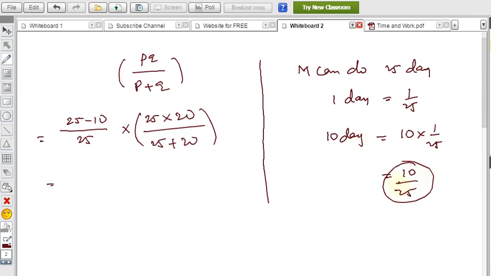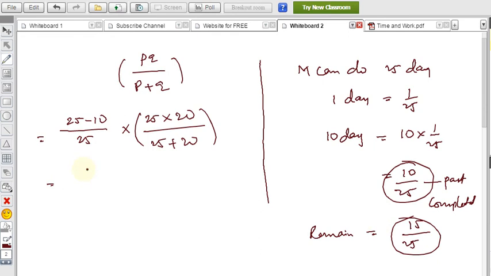So the remaining: 10 by 25 part is over, so this part is completed. Now the remaining work is for the remaining 15 days by 25. So this is the remaining work, 25 minus 10, so 15 by 25 into these capacities, 25 into 20 by 25 plus 20 is 45. We can simplify.